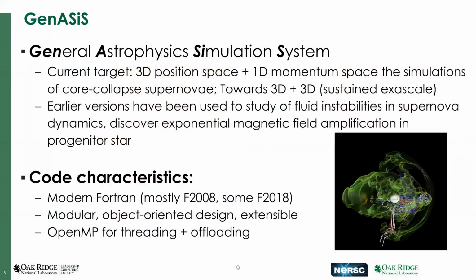So the tool that we're using in our research is called GenASIS. It stands for General Astrophysics Simulation System. An earlier version of GenASIS we have used to study fluid instability in supernova dynamics, and we discovered exponential magnetic field amplification in the progenitor star. GenASIS is written mostly in modern Fortran. It is designed to be modular and object-oriented with extensibility, and we use OpenMP for threading both on CPU and, in recent work, for offloading on GPU.